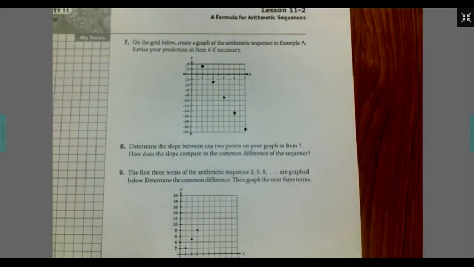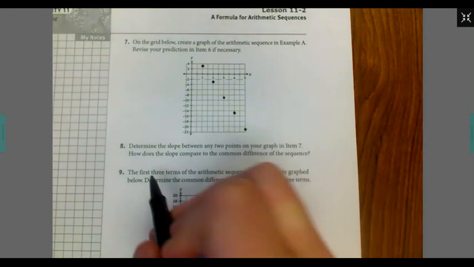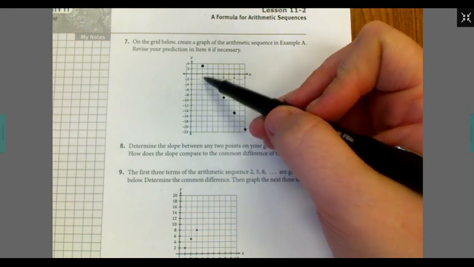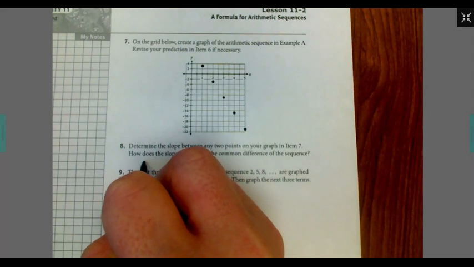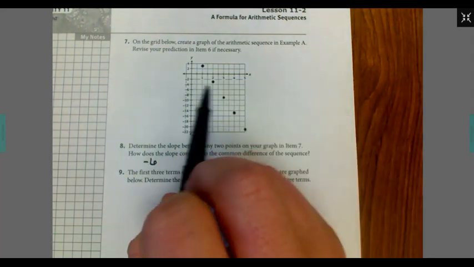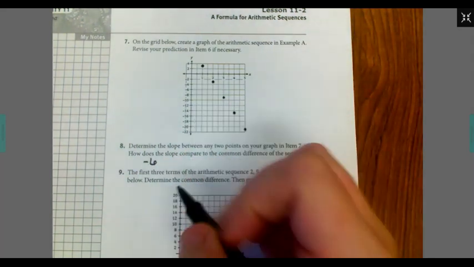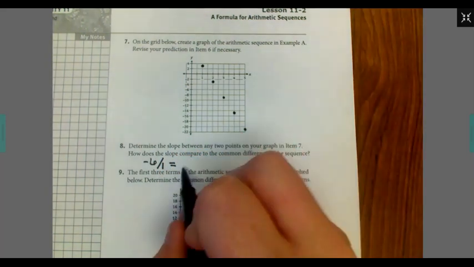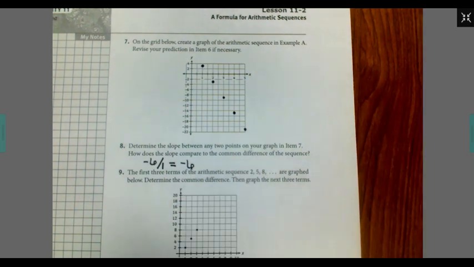Let's take a look at 8. Determine the slope between any 2 points on the grid in item 7. And how does this slope compare to the common difference of the sequence? Well, I know that we go from +3 to -3. So that's down 6. And we go from term 1 to term 2. So that's over 1. -6 divided by 1 is -6.